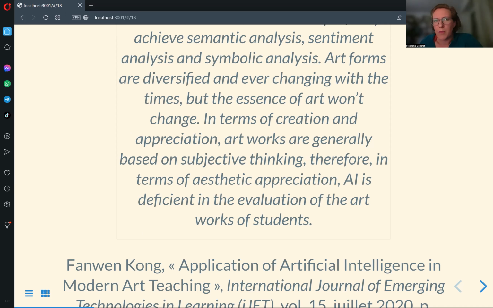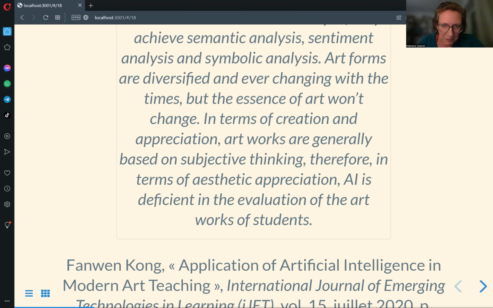So that's the big problem, actually. How do we evaluate art? And so how can we automate evaluating art? It's one of the main problems of how to implement AI in art teachings.